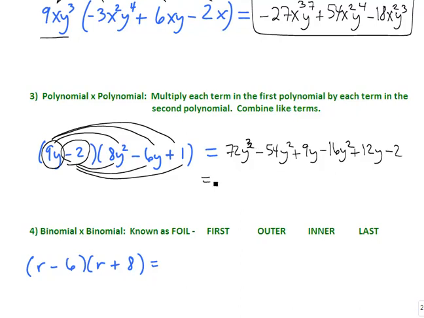So when we go to combine like terms, that's going to be our only y cubed term, so that one's going to stay put. However, we're going to have a negative 54y squared. We're going to have a negative 16y squared. So negative 54 and a negative 16 adds to negative 70y squared. And then we have a 9y plus a 12y, which is a positive 21y. And finally, on the end, we have that minus 2.